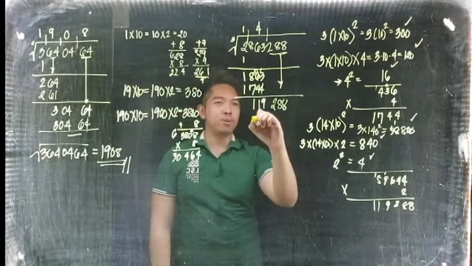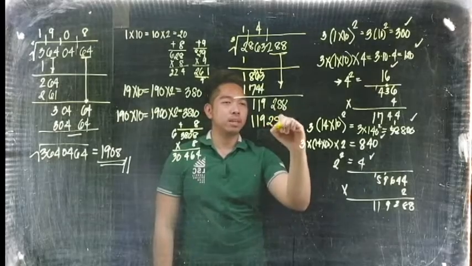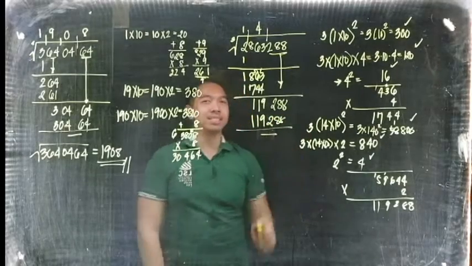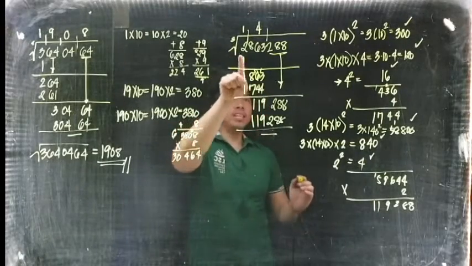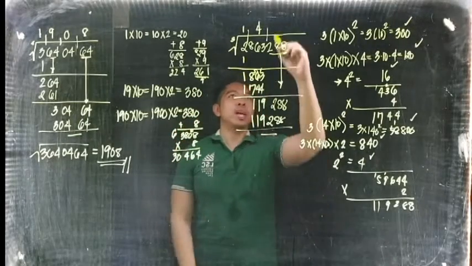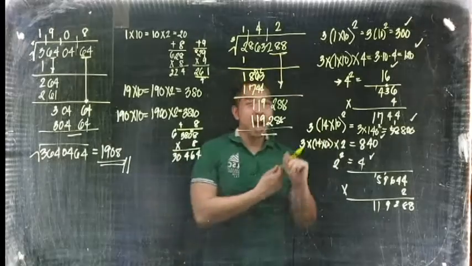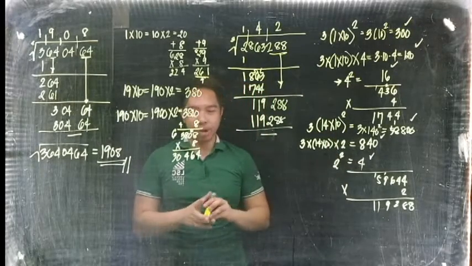So 119,288 is fit here. So therefore we have here 119,288. Subtract that, and that is a perfect cube number. So therefore the cube root of 2863288 is 142. And that's the way how we extract the cube root or the square root of a certain number.